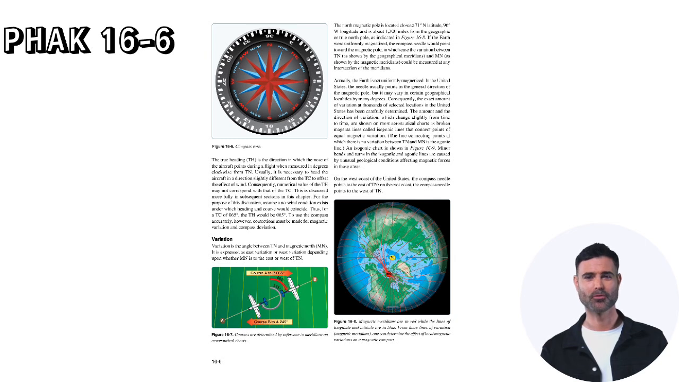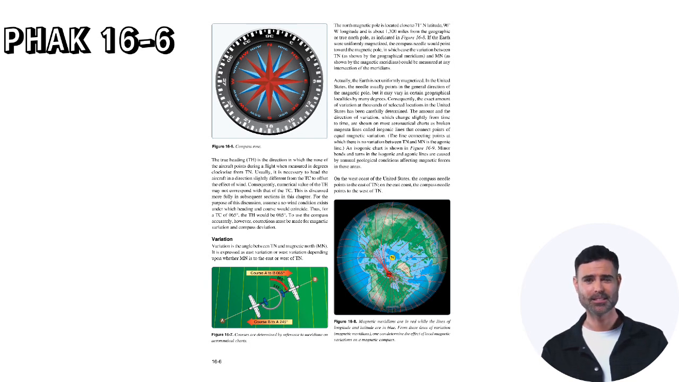If the Earth were uniformly magnetized, the compass needle would point toward the magnetic pole, in which case the variation between TN, as shown by the geographical meridians, and MN, as shown by the magnetic meridians, could be measured at any intersection of the meridians. Actually, the Earth is not uniformly magnetized.